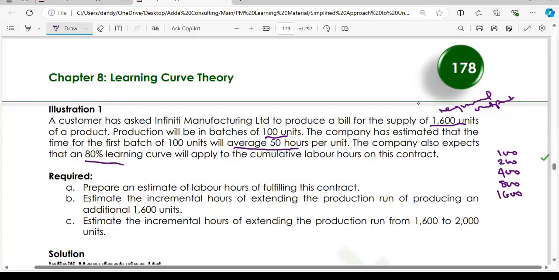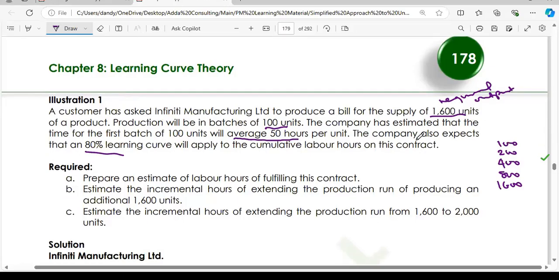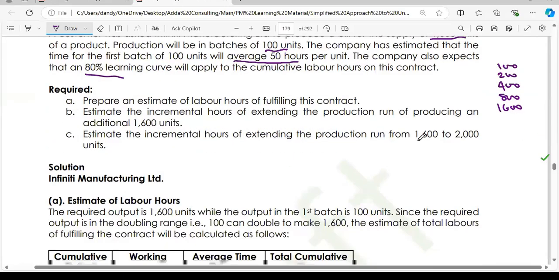So in this case, what am I supposed to do? I will just create 4 columns, one for cumulative output, one for calculating average time taken, then one for total hours, total cumulative hours. So let's go through this together.